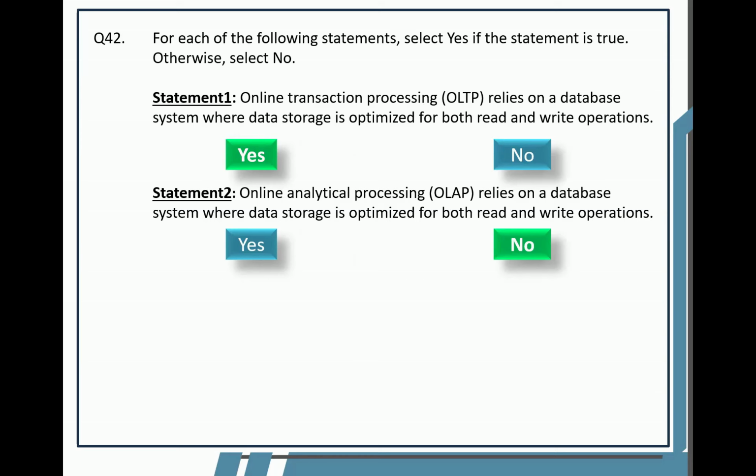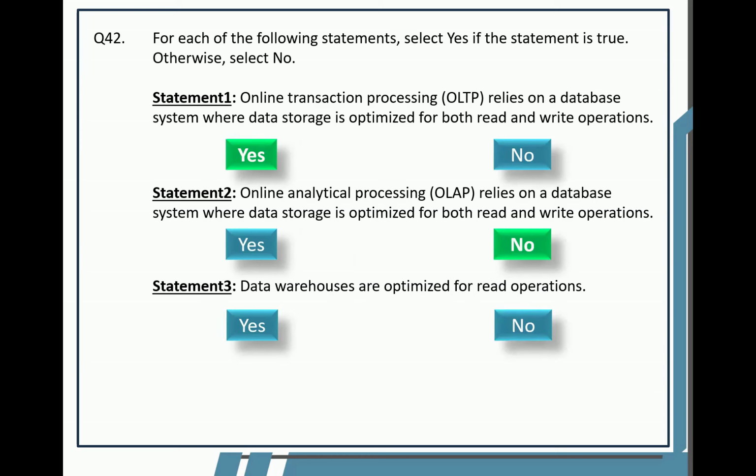The third statement is data warehouses are optimized for read operations. Data warehouses are designed primarily for analytical processing rather than transactional processing. They store large volumes of historical data and are optimized for complex queries, aggregations, and reporting, all of which are read heavy operations. Writing or updating data is usually done in ETL processes.